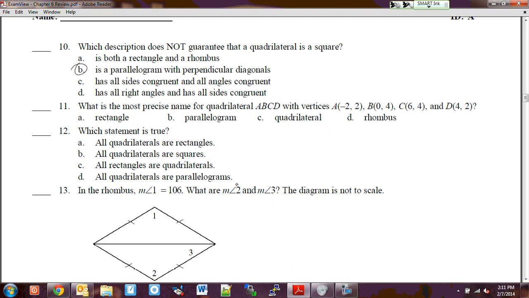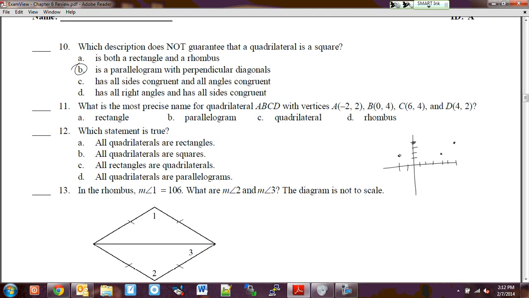All right. Now, number 11, what is the most precise name for quadrilateral ABCD with these vertices? So what we're going to have to do is graph this. Okay. 1, 2, 3, 4. 1, 2, 3, 4, 5, 6. So negative 2, 2; 0, 4; 6, 4; and 4, 2.